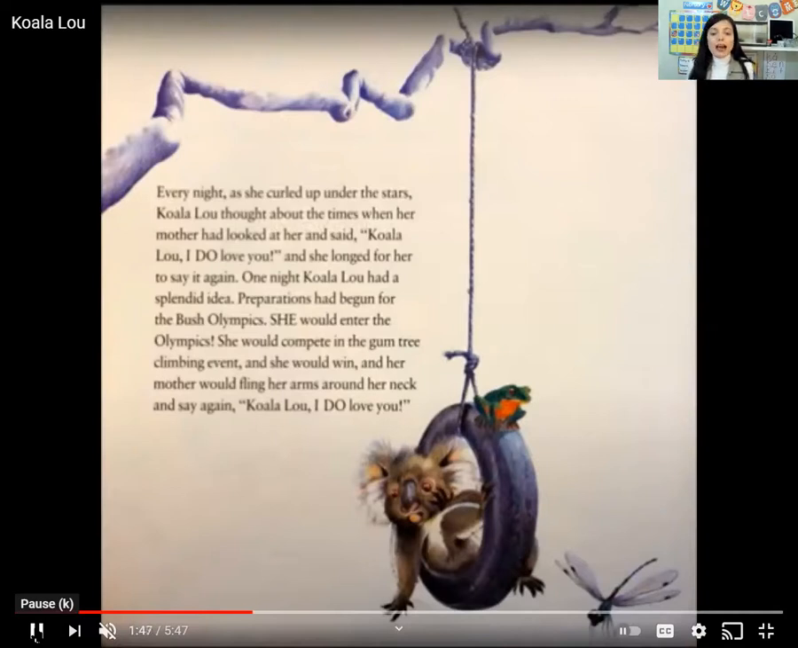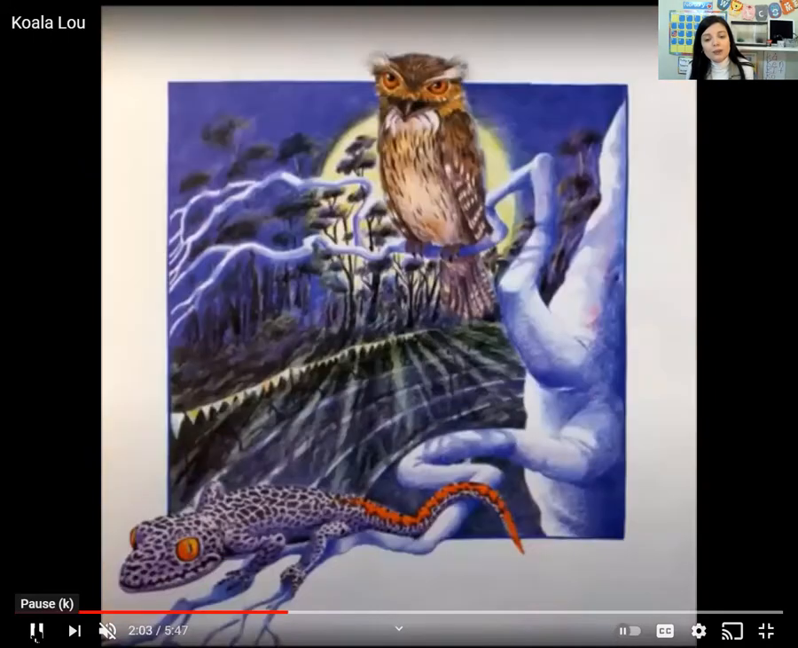One night, Koala Lou had a splendid idea. Preparations had begun for the Bush Olympics. She would enter the Olympics. She would compete in the gum tree climbing event, and she would win. And her mother would fling her arms around her neck and say again, Koala Lou, I do love you. Well, Koala Lou thought about her plan, and then she got a really good night's rest.